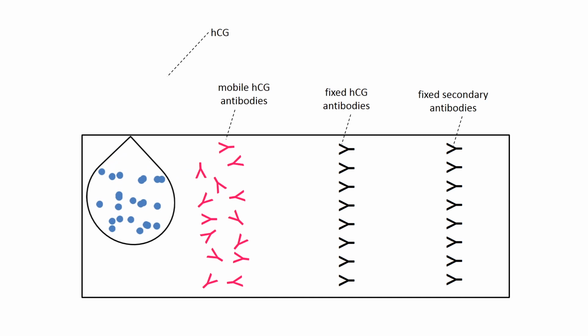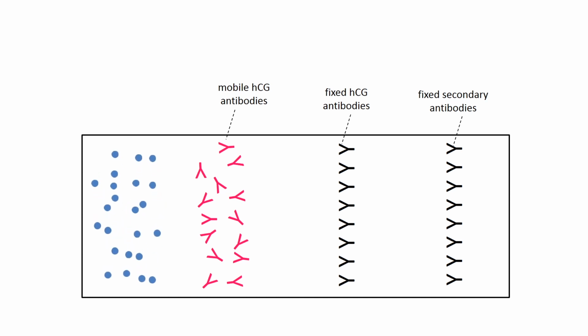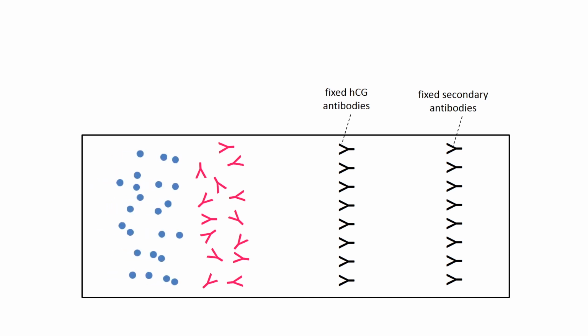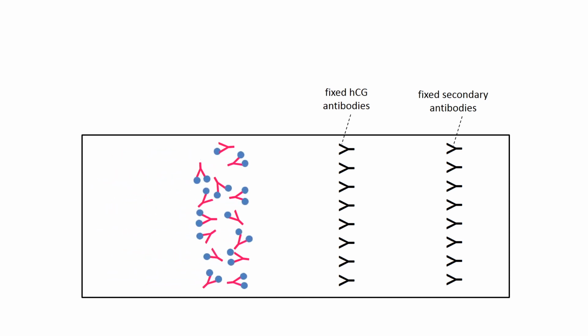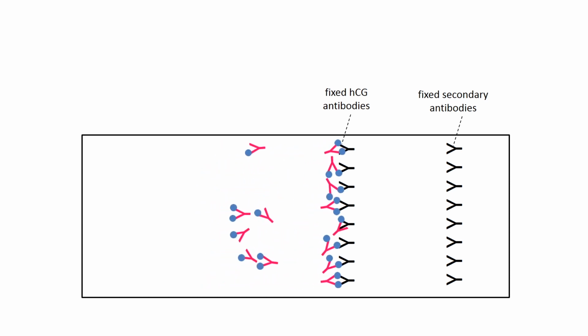onto the substrate. Once that goes onto the porous substrate, the HCG goes onto the substrate and starts to move along by capillary action. When the HCG reaches the coloured antibodies, they will bind to the antibodies and start to move along.